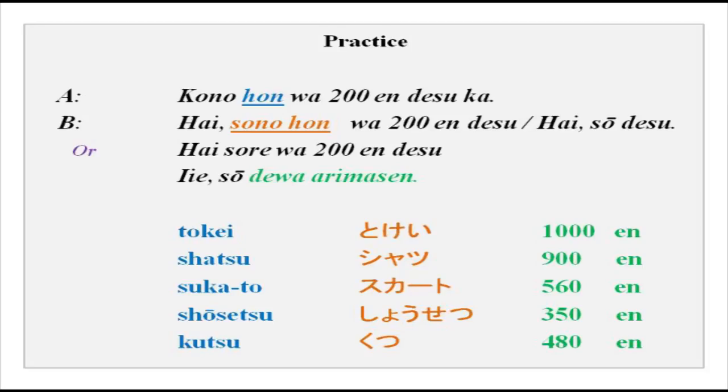Tokei. Shatsu is shirt. Sukato is skirt. Shosetsu is novel. And kutsu, you already know, is shoes. So, you could practice like this with your partners, but please, please practice loudly.